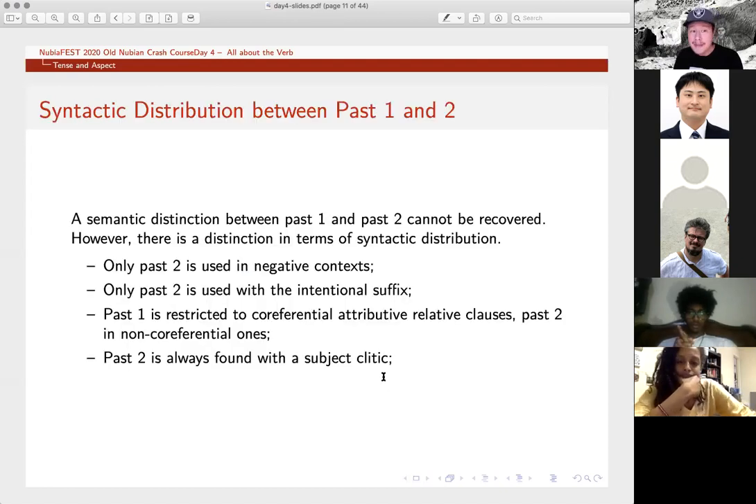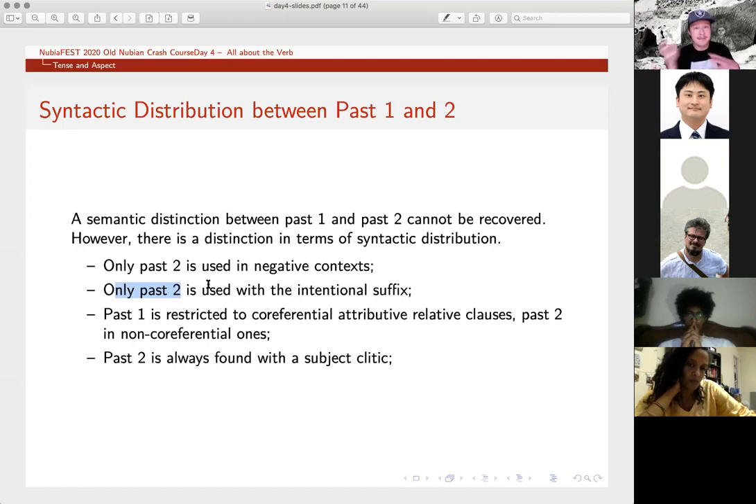So there is no semantic distinction between past one and two, but there is a syntactic distinction, which is also kind of funny. So, for example, only the past two is used with negative suffixes. Actually, there are a few examples of past one in a negative context, but it's with an auxiliary, for unknown reasons. Past two is the only past that can be used in combination with an intentional suffix. So this is a type of modal suffix, a special suffix that tells you that something's going to happen in the future.